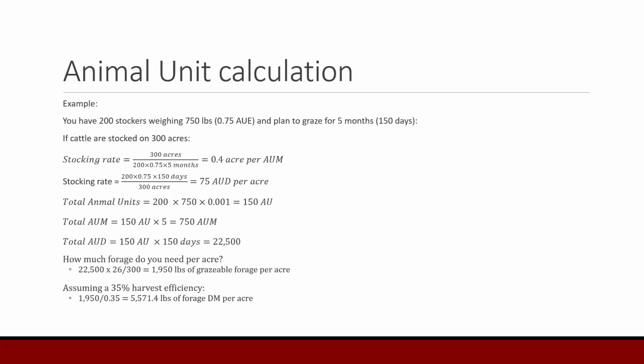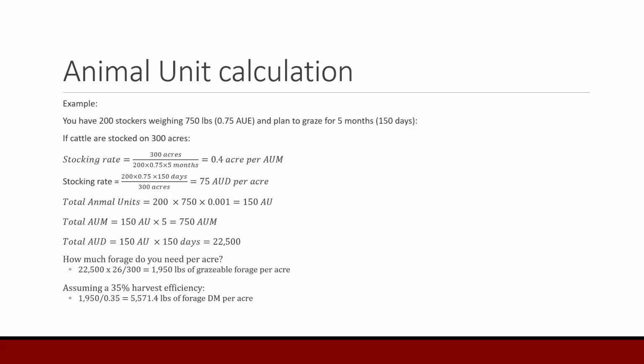Okay, so how much forage would we need per acre to support the system? We know that we have 22,500 total animal unit days. One animal unit day is going to consume 26 pounds of forage. So 22,500 times 26 would tell us how many total pounds of edible forage we need to provide these animals. Divide that by 300, there's 300 acres. So we would need 1,950 pounds of grazable forage per acre.